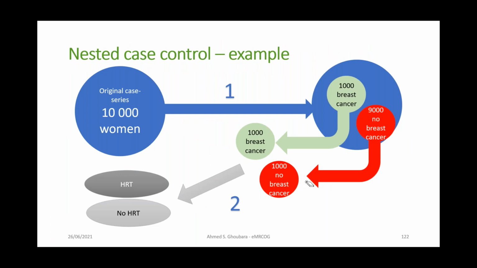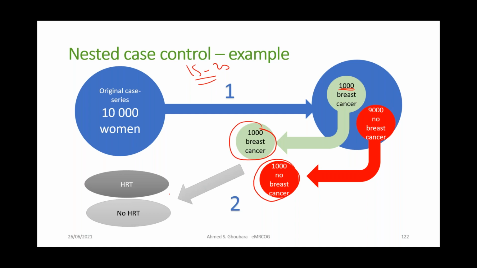And by the way, this is a real case series study with a nested case control that was done in 1995, okay? The original case series study was 10,000 women, followed up for 15 to 20 years. At the end, we have 1,000 breast cancer patients and 9,000 without breast cancer. You take all the cases and just 1,000 of the patients without breast cancer.